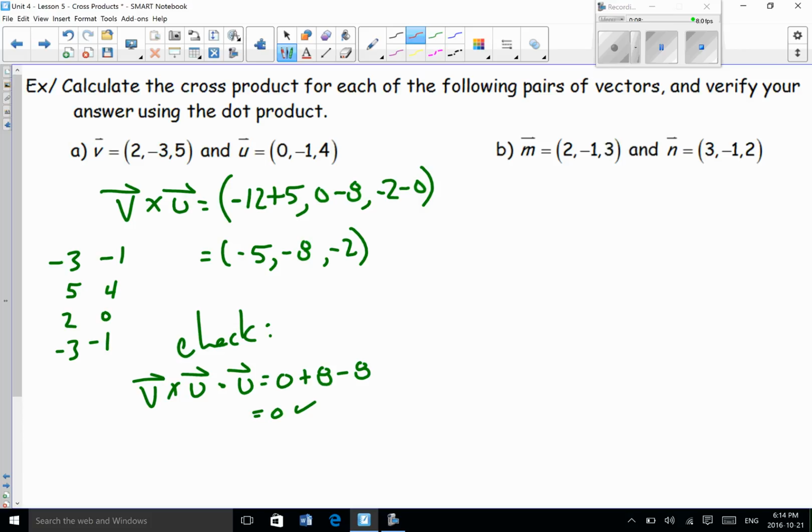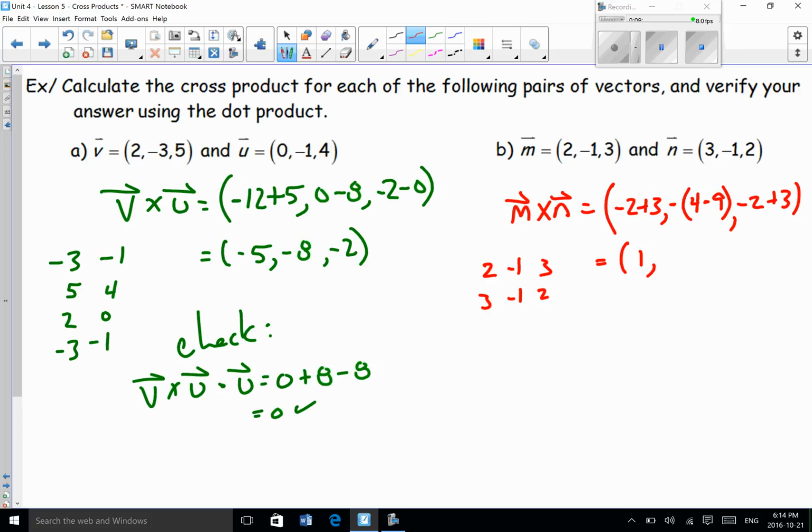Okay, if we try the next one, let's do m cross n. And we'll use the cover-up method this time. So 2, negative 1, 3, 3, negative 1, 2. And if we get rid of the x components first, negative 2 plus 3. I want the opposite of 4 minus 9. And then I want negative 2 plus 3. We get 1. We get negative 5 in the bracket, so positive 5 and 1.